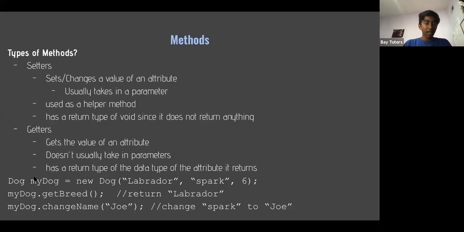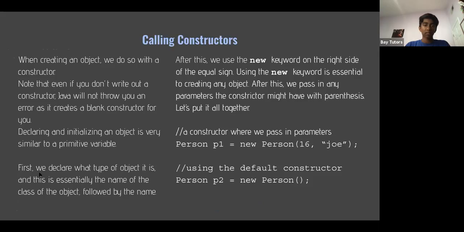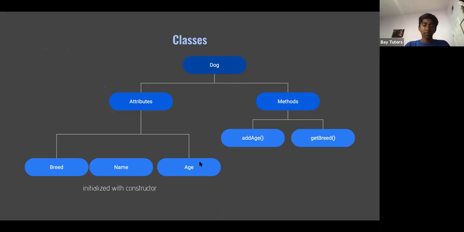Okay, so now moving back here. As you can see here, we're creating an object of the dog class. So we say Dog myDog is the name of the object that we're creating, and we're saying it's equal to a new Dog, Labrador, Spark, 6. If we go back to this, we have 3 attributes over here, right? And these are going to be in our constructor. So we have a breed, name, and age, in this order. So these are essentially also the 3 parameters of our constructor.